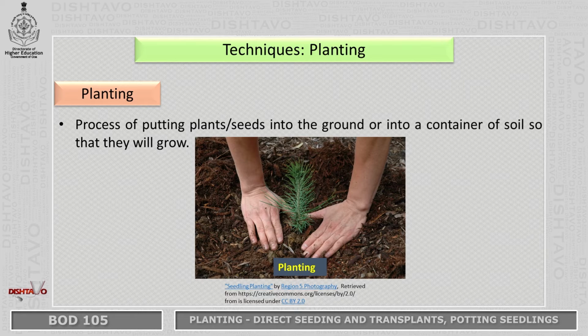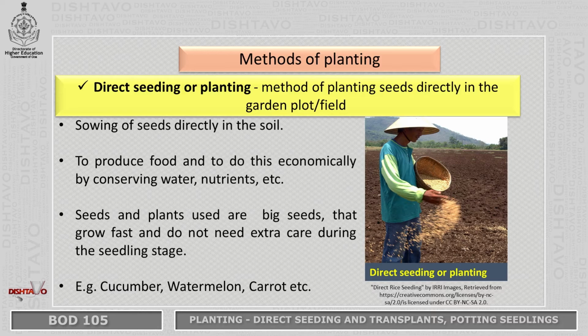Techniques. Coming to planting techniques. Planting is the process of putting plant seeds into the ground or into a container of soil so that they will grow. In the picture, you can see the planting process. Methods of planting. Direct seeding or planting is the method of planting seeds directly in the garden, pot or field.